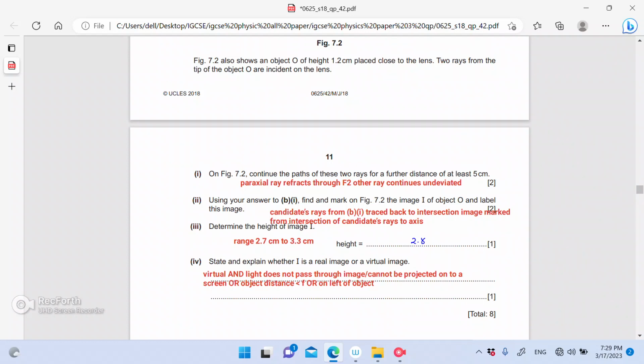Or virtual image. Okay, so state and explain whether the image is real or virtual. The image is virtual because it cannot be projected on the screen. The image cannot be projected on the screen. That's why we call this image virtual. Virtual means the image which we cannot project on the screen. Okay.